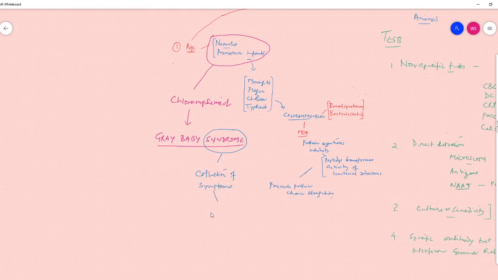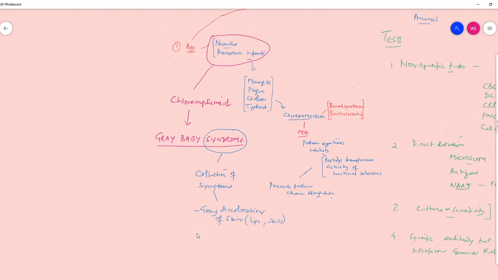Okay, so what are we looking at? There is gray discoloration of skin, especially the lips and the skin in general. Because it's small in size, it becomes very apparent.